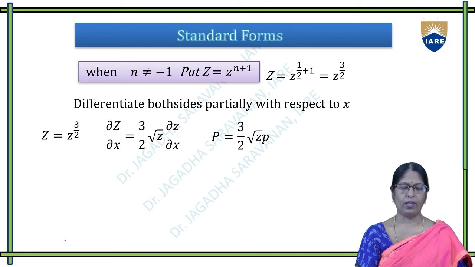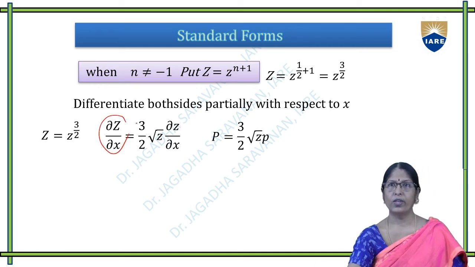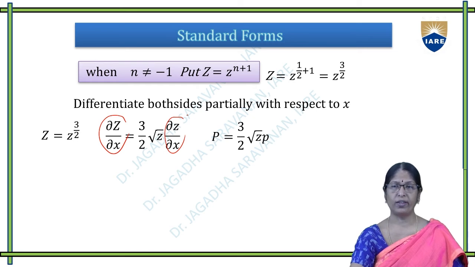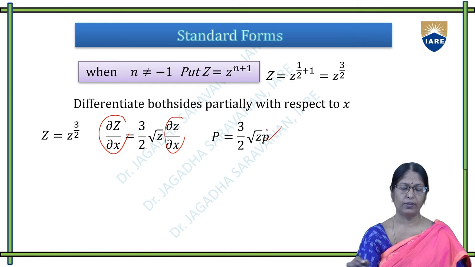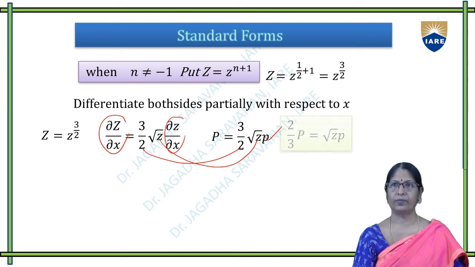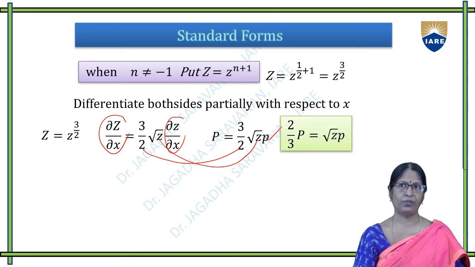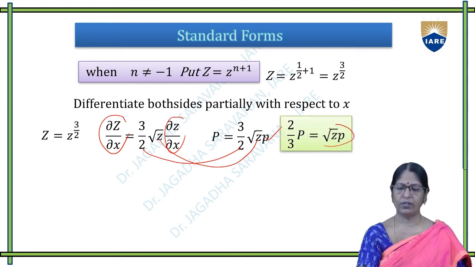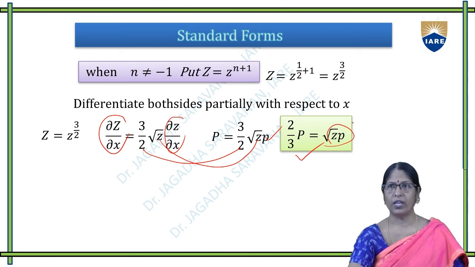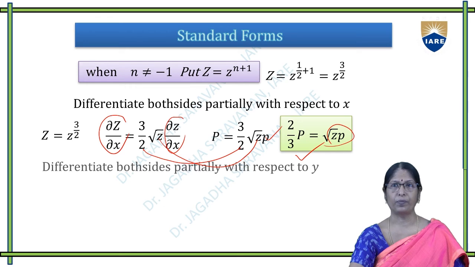So capital P, this is dou z by dou x, both in lower cases, small letters, then it is small p. We can notice it here: this 3 by 2 as it is, root z as it is, from which we derived our root z small p. We just pushed this 3 by 2 to the next side. We obtained 2 by 3 capital P, which is equal to root z p.